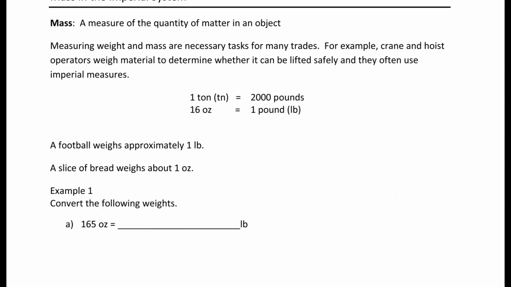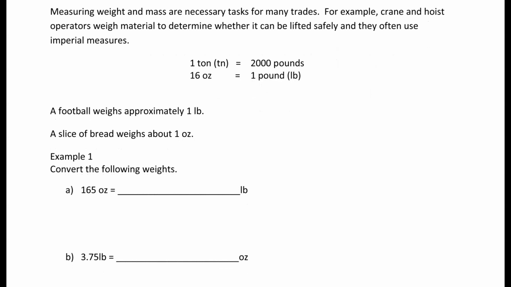So, to start off, mass is the measure of the quantity of matter in an object. Measuring weight and mass are necessary tasks for many trades. For example, crane and hoist operators weigh materials to determine whether they can be lifted safely, and they often use the imperial measures. Starting us off, we have 1 ton, Tn, equals 2,000 pounds.